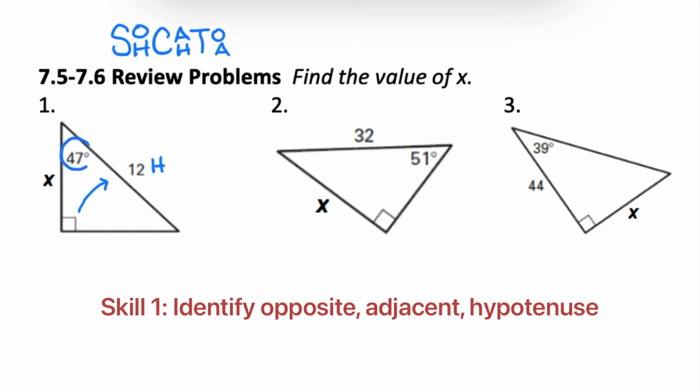So I've got this 47-degree angle right here. Opposite would be the one over here. Adjacent is the one right next to it. So this X is the adjacent. On number 2, the hypotenuse across from the right angle is the 32. And then you can see this angle, the way opposite side over here is X.